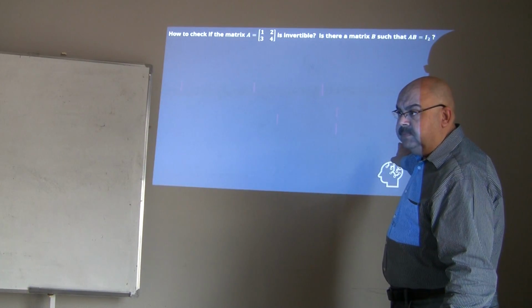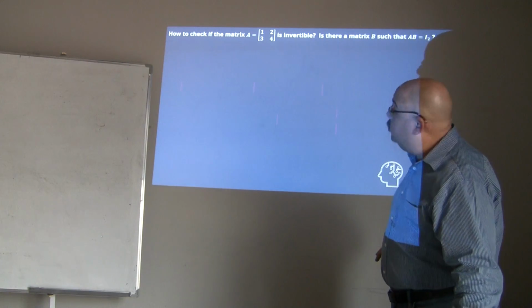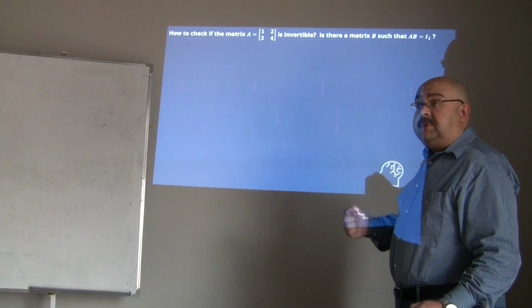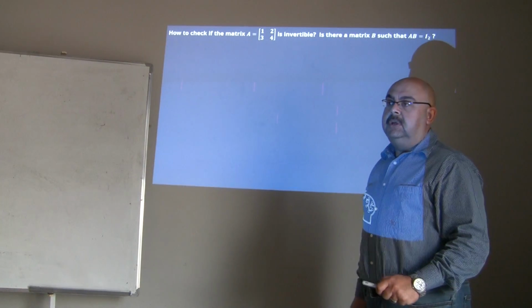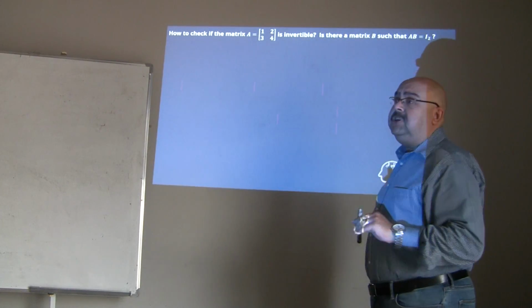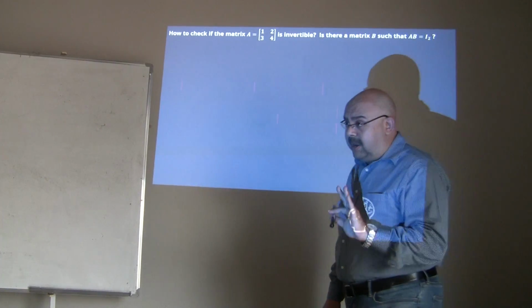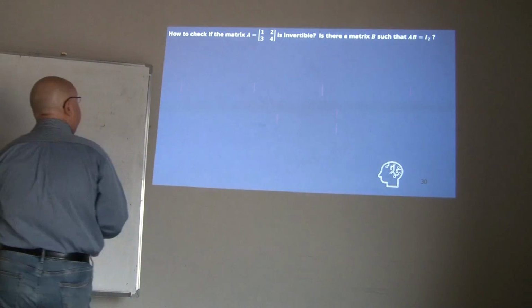Regardless of this example, I want to go with you through the steps of how to get an inverse of a simple matrix, especially if it is 2 by 2. Getting the inverse of a 2 by 2 matrix is really very simple. All I have to do is the following.